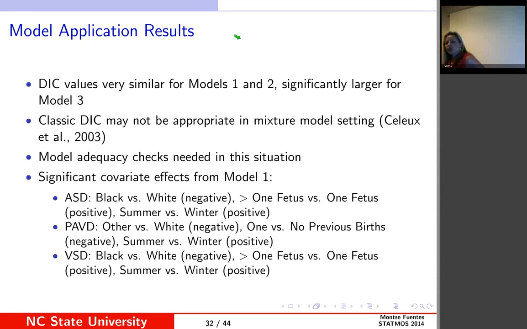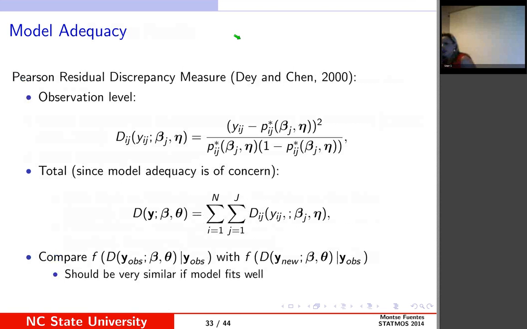With regard to the impact of different covariates, here we are looking at the atrial, pulmonary, ventricular birth defects. It seems that white mothers are at higher risk of any pregnancy with birth defects. Also having more than one fetus increases the risk, and it seems it's more likely to happen over the summer. So this is pretty consistent across the different birth defects with regard to relevant personal characteristics.